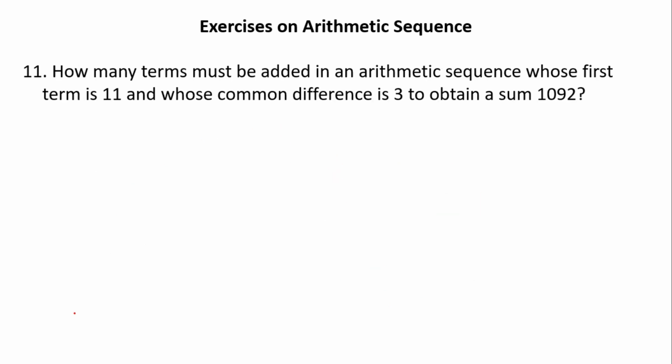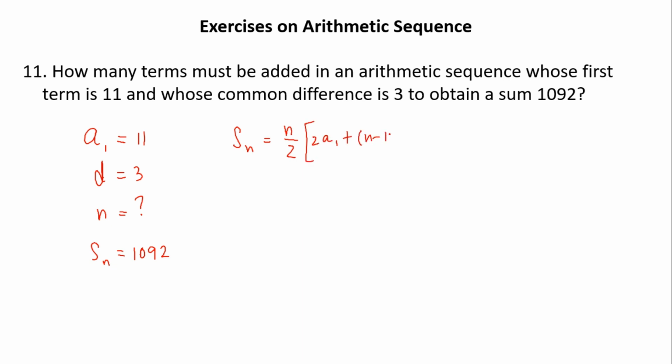Item number 11. How many terms must be added in an arithmetic sequence whose first term is 11 and whose common difference is 3 to obtain a sum of 1092? So a sub 1 is 11, d is equal to 3, and then number of terms is unknown, but S sub n is given, which is equal to 1092. Obviously, the formula that we're going to use is S sub n equals n over 2 times (2a sub 1 plus (n minus 1) times d).